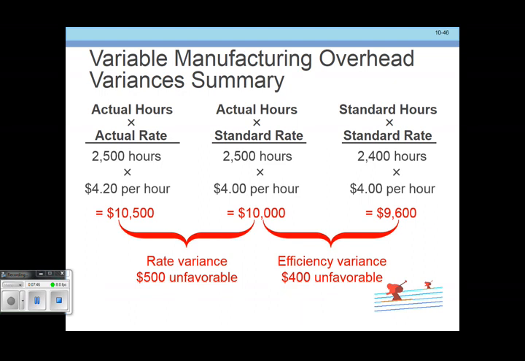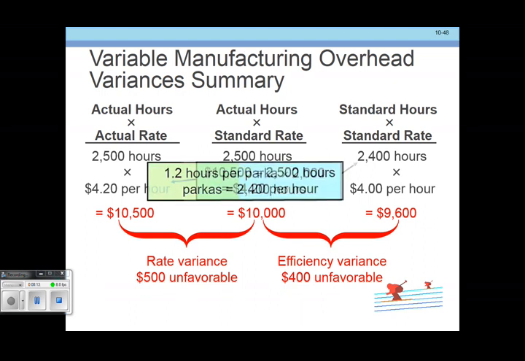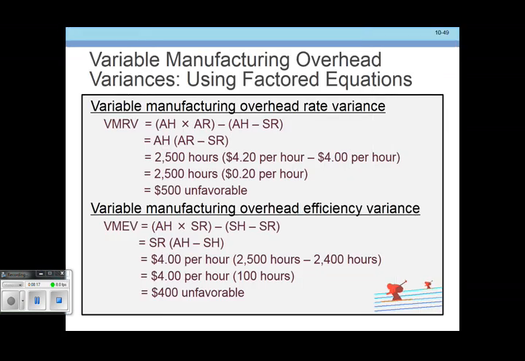And then notice on the right, to work 2,500 hours, they should have spent 10 grand. They actually spent 10.5, so I have an unfavorable rate variance of $500. And notice the total variance, the total between the far left and the far right, is $900. So my total variance is $900. And I've taken that total variance and broken it up into a rate and an efficiency variance. And once again, that's how they calculated those numbers.